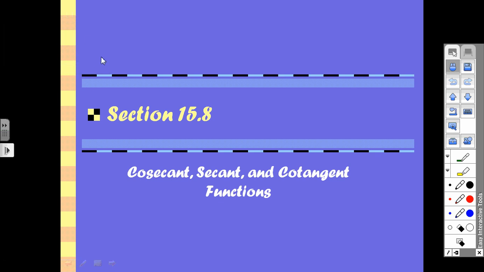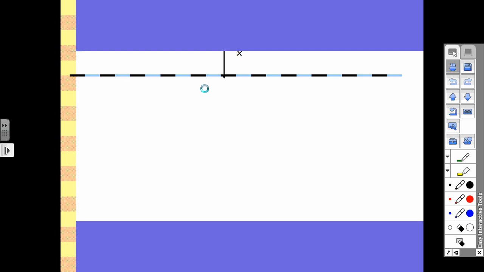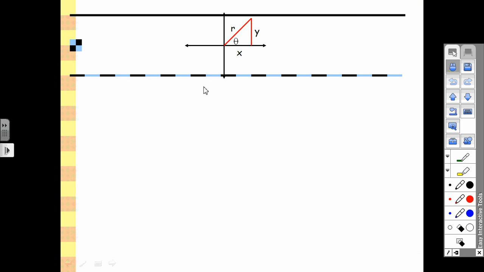All right, folks, we've got section 15.8 that we have to do, which is talking about cosecant, secant, and cotangent functions. These are the other three remaining trig functions that we are going to be dealing with for the rest of the year. So let's define them. Let's go back to our reference triangle that's in the very first quadrant here.